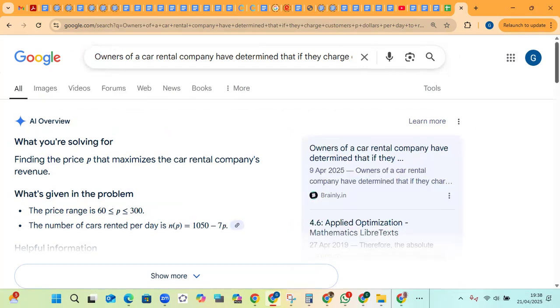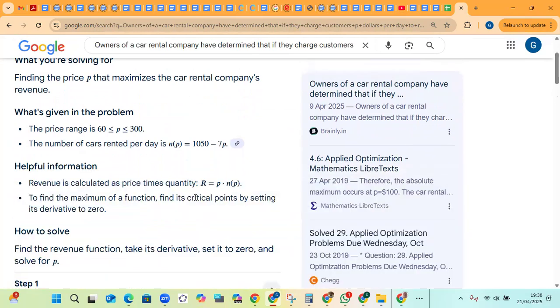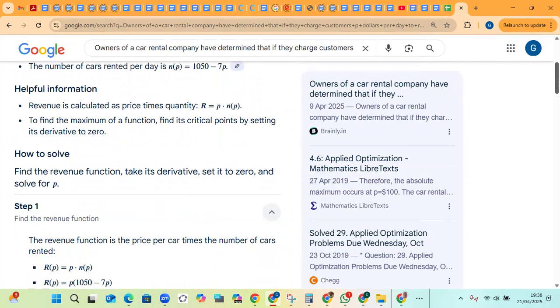Right, so here you have the same example. Right, so that's another approach, which of course, that's the approach we expect you to use. You find the revenue function and you find the maximum of the revenue function, its critical point, by setting its derivative to 0. So we have to apply derivatives.